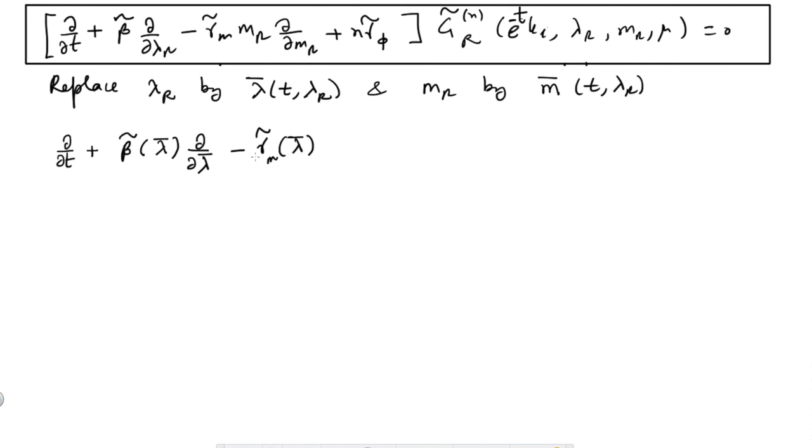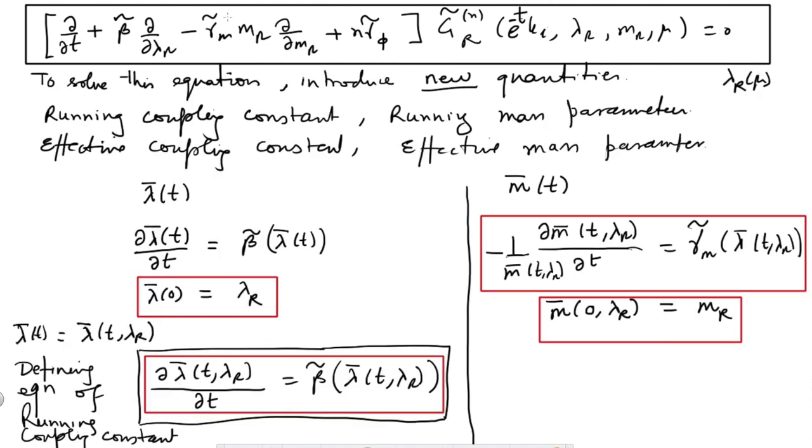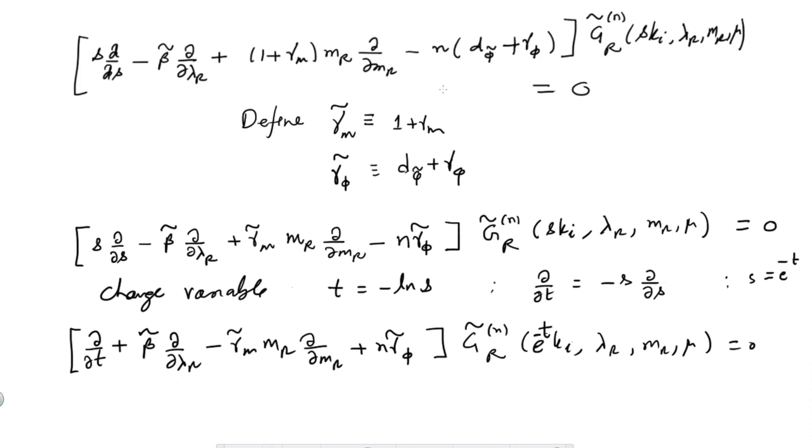Okay, we are working in the MS and MS bar schemes, or in short MS schemes. So gamma tilde was, remember, 1 plus gamma m, and we have already argued that gamma m and gamma phi do not depend on the renormalized mass mr or on the scale mu, right? In these schemes, the z's are independent of mu and mr, and that is why these are called mass independent renormalization schemes.